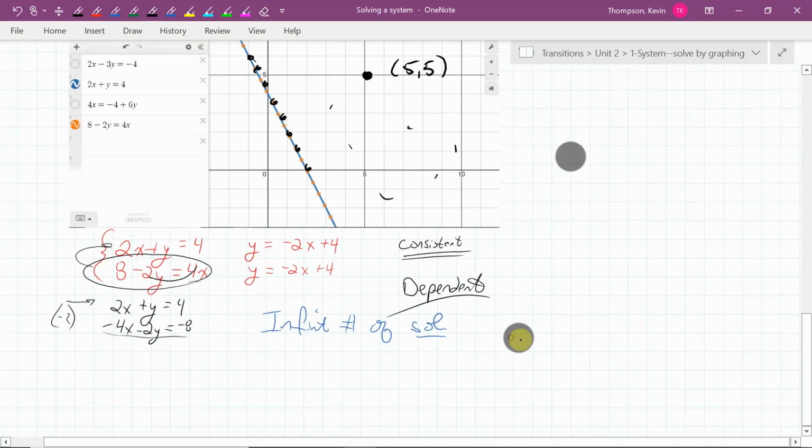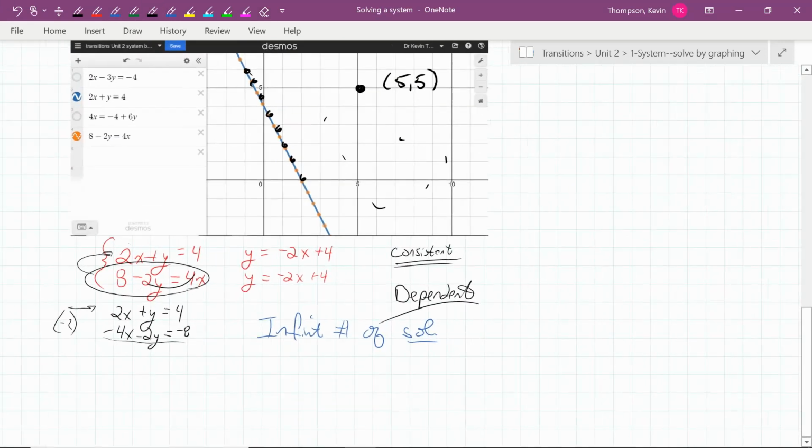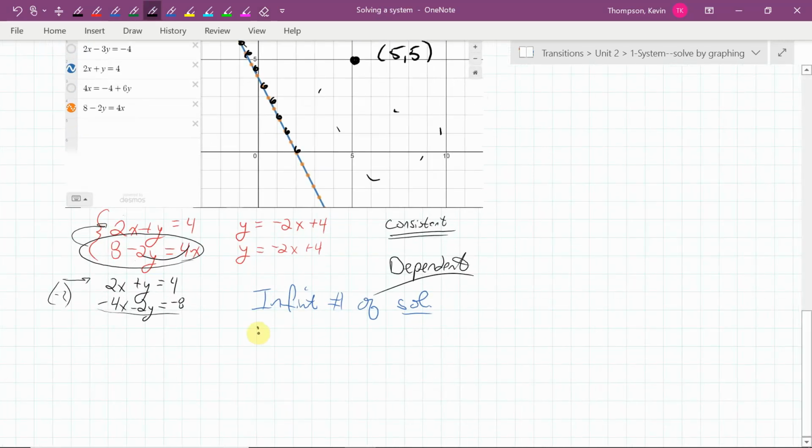So how do we write that? There's more than one way that you'll see it written. Sometimes you'll see the set notation. So it's the set of all x comma y such that, and then we'll just put the equation of the line, such that y is always negative 4.